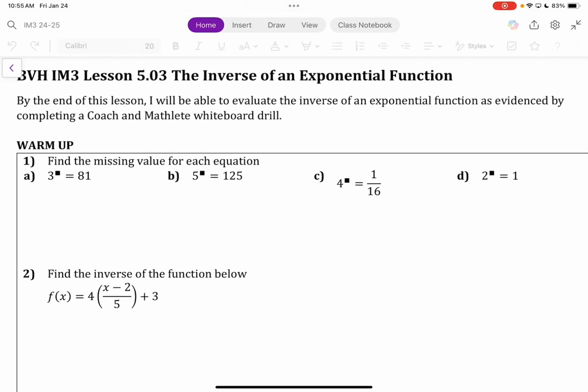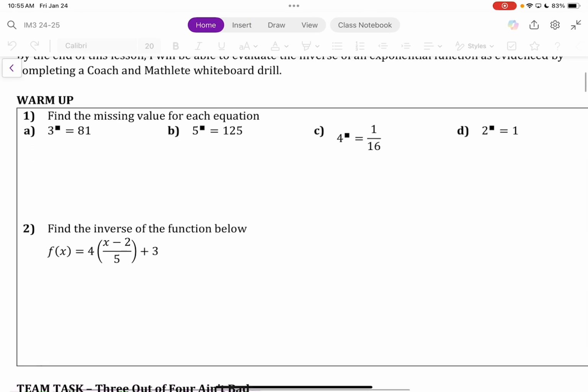Okay, so we're going to begin the class by looking at lesson 503, which is finding the inverse of an exponential function. By the end of the class, you should be able to evaluate the inverse of an exponential function, evidenced by completing a Coach and Mathlete whiteboard drill. If there is time, we will get to that. If there isn't, then I will assign this as a team task. For now, I am going to assign the following to you guys.